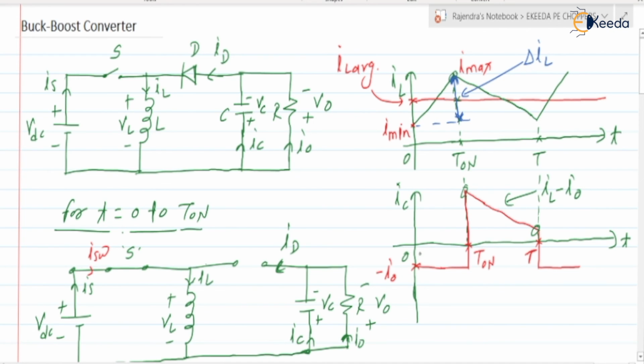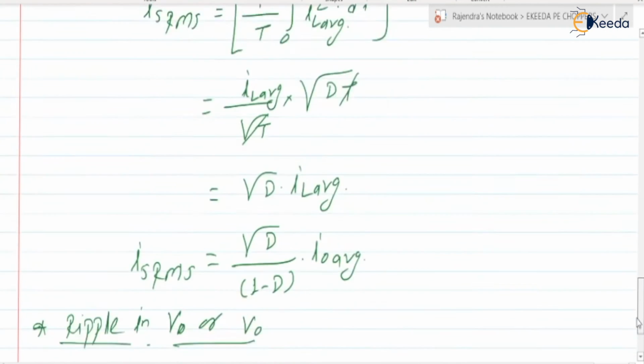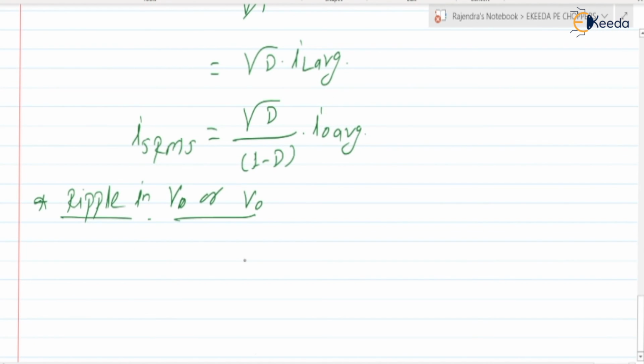Okay, so at that time what is the IC? IC is equal to minus I0. So if we take IC into dt, that is nothing but the charge, right? So we can write the ripple in capacitor voltage or load voltage, that is VC or V0, as delta V0 equal to delta VC equal to what? Delta Q by C, as C is equal to Q by V. Therefore delta Q by C.